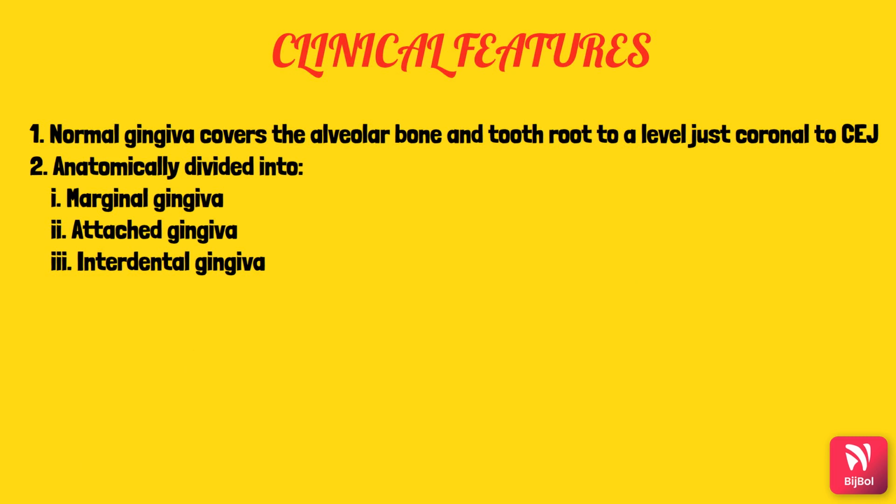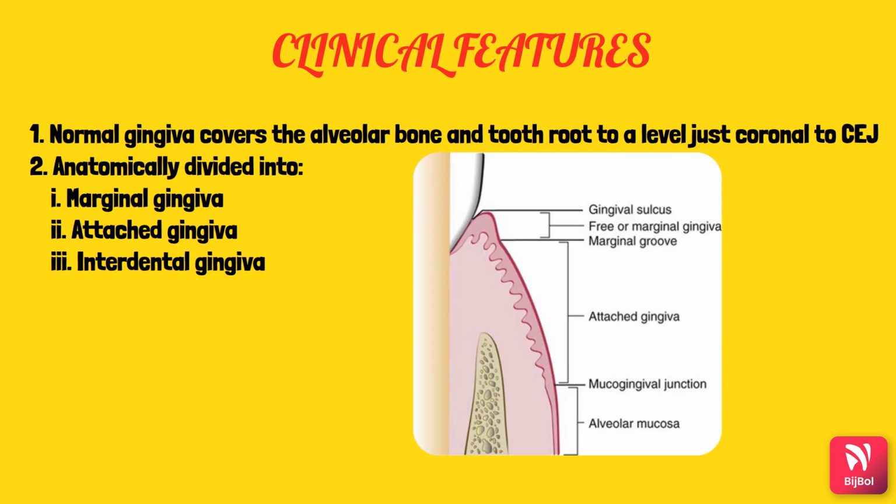The normal gingiva covers the alveolar bone. We already know this, and it covers the tooth root to a level just coronal to the cemento-enamel junction. How much coronal? It is 0.5 to 1 mm coronal to the cemento-enamel junction. And anatomically, the gingiva is divided into three zones, that is the marginal gingiva, attached gingiva, and the interdental papilla.